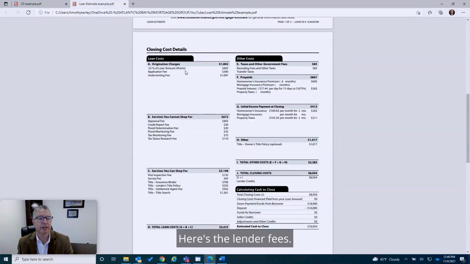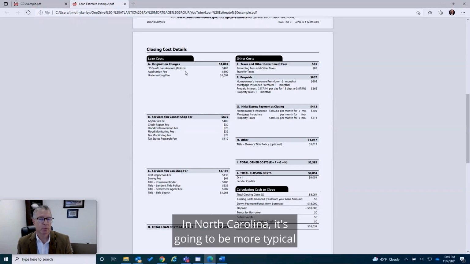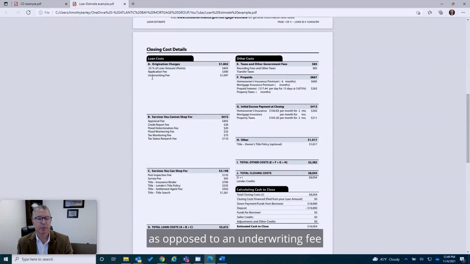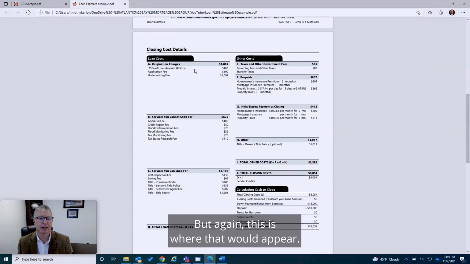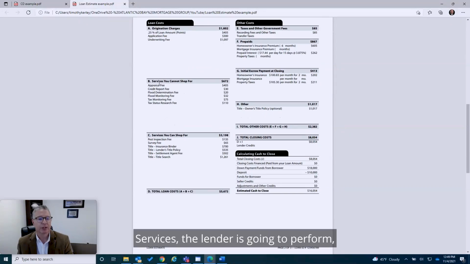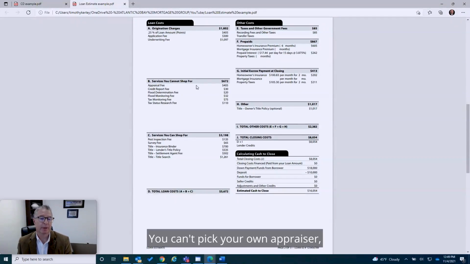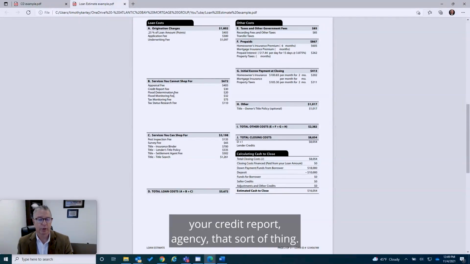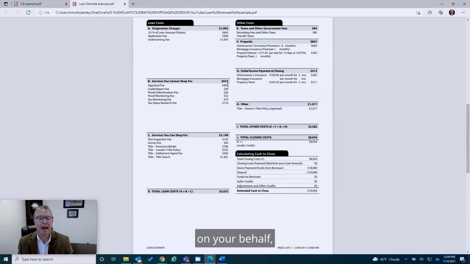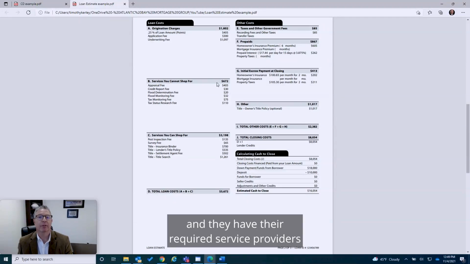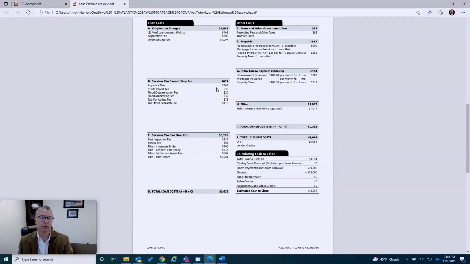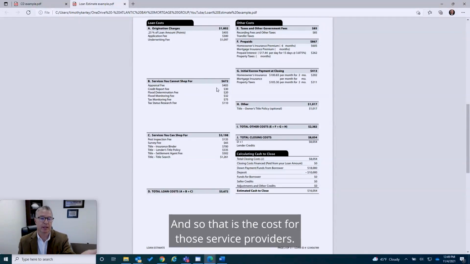Okay. Page 2 is kind of your details of, and this really includes a breakdown of the closing costs. Here's the lender fees. In North Carolina, it's going to be more typical that you're going to see an origination fee as opposed to an underwriting fee and an application fee. But again, this is where that would appear. Services the lender is going to perform, but that you cannot shop around for, like the appraisal. You can't pick your own appraiser, your credit report agency, that sort of thing. The lender's going to get all this stuff done on your behalf, and they have their required service providers that they would use. And so that is the cost for those service providers.